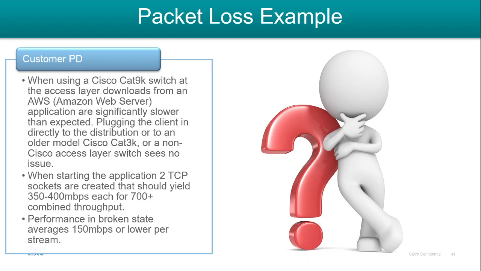Now, when starting the application, we were able to determine through working with the customer that it would actually kick off two separate TCP sockets that would each get around 350 to 400 megs in the good or working state, and that would give them a collective throughput of just over 700 megs. That's what they were looking for. However, in the broken state, they were getting on average 150 megs across the two streams. So what does our action plan look like for this particular example?